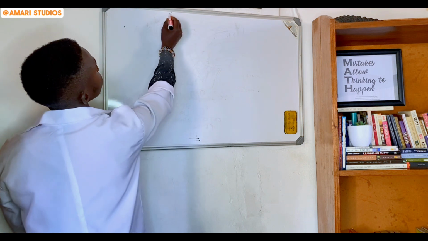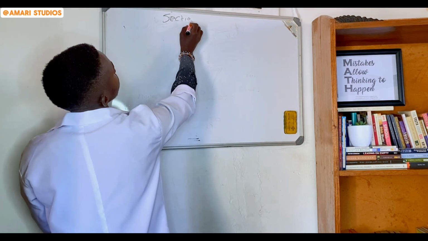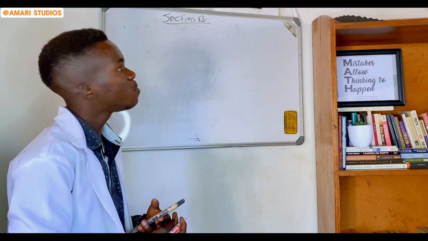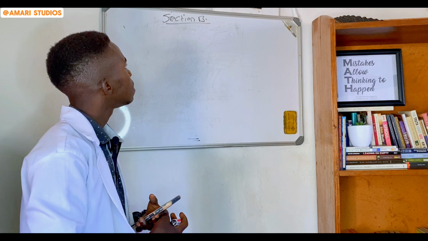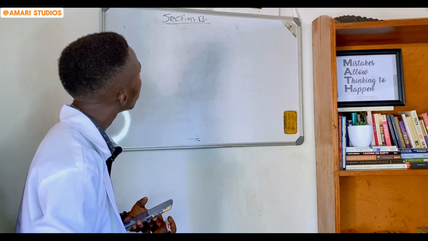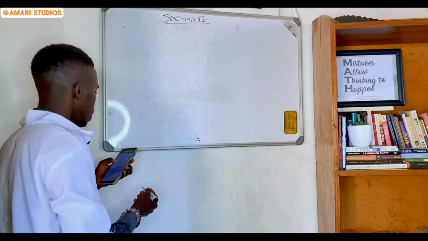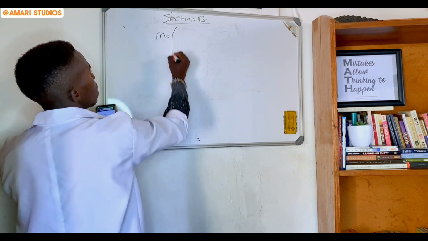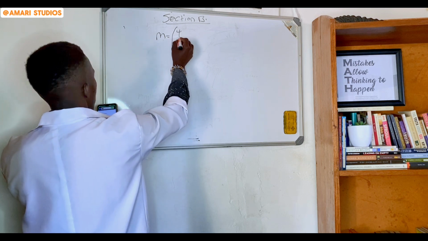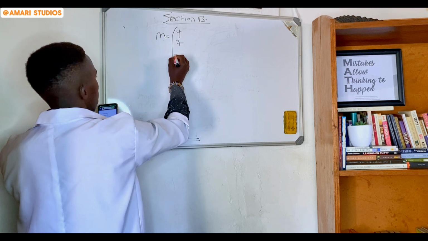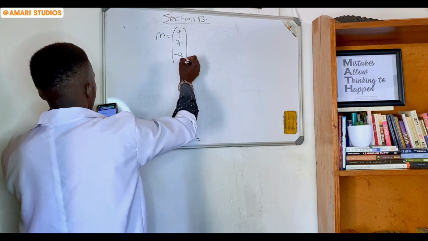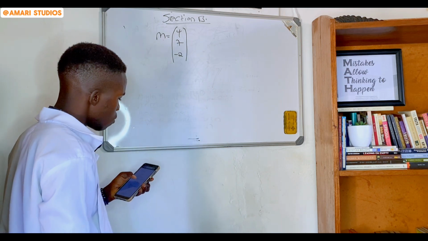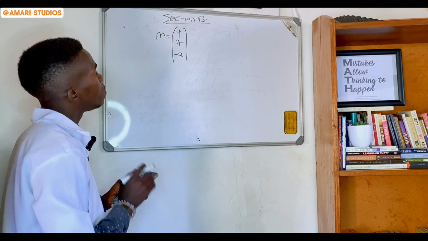So now we have section B of our math paper. It's grade 9 and this is the 2023 paper 1. Section B is saying, given that M is equal to 4, 7 and -2, state the order of the matrix.